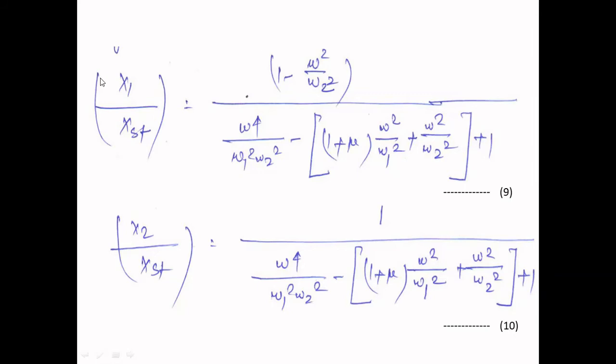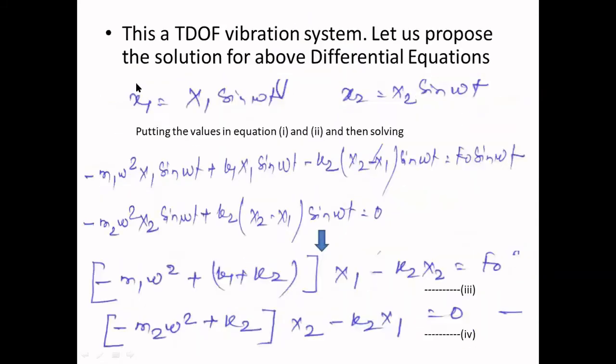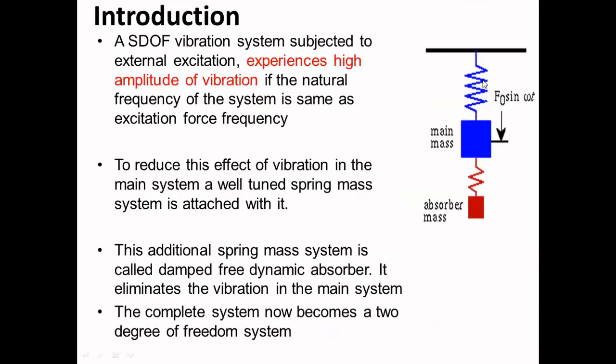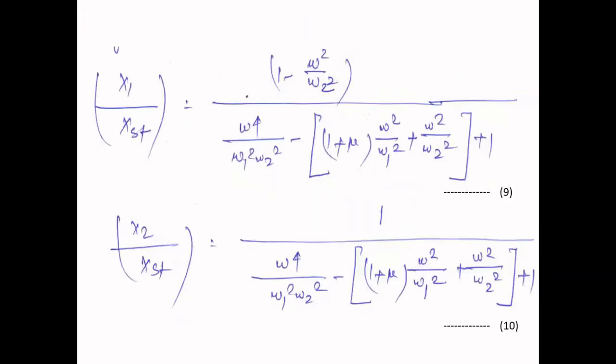Now here you see our purpose, as I told you in the beginning, is to reduce the amplitude of vibration in the main mass. The amplitude of vibration in the main mass is assumed to be x1. So we want to reduce the main mass vibration amplitude to 0. From this equation, you can see that x1 becomes 0 when omega is equal to omega 2. Omega 2 is the natural frequency of the additional mass.